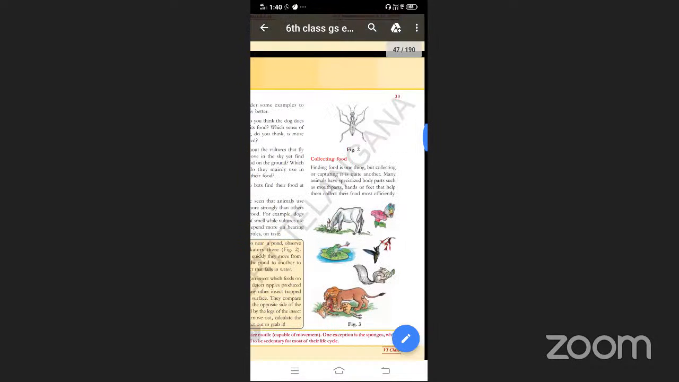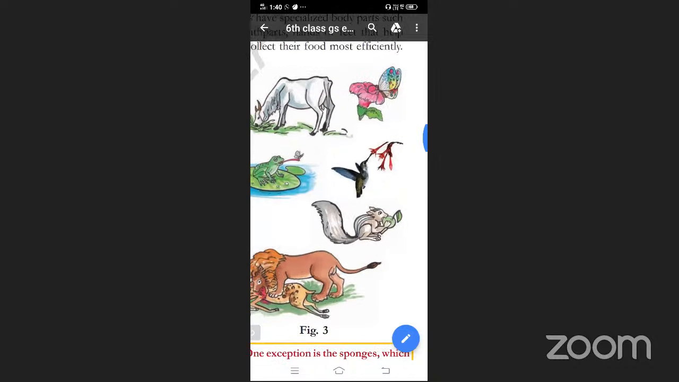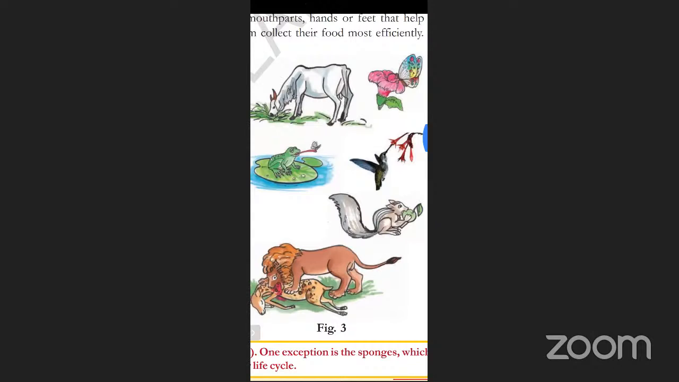Look at this picture. Suppose, do we eat food like this? Now the picture is showing animals taking food. What is the lesson name? What do animals eat? How they eat, what they eat.